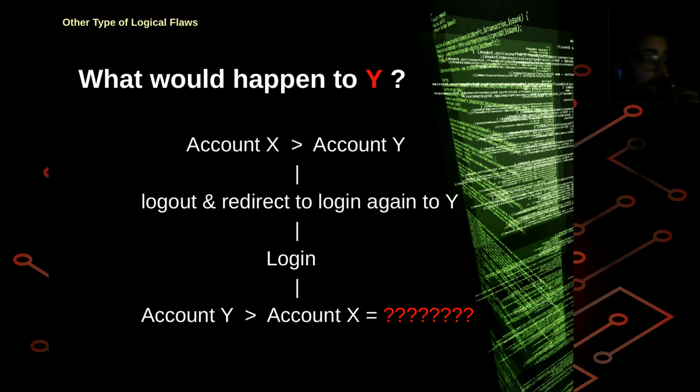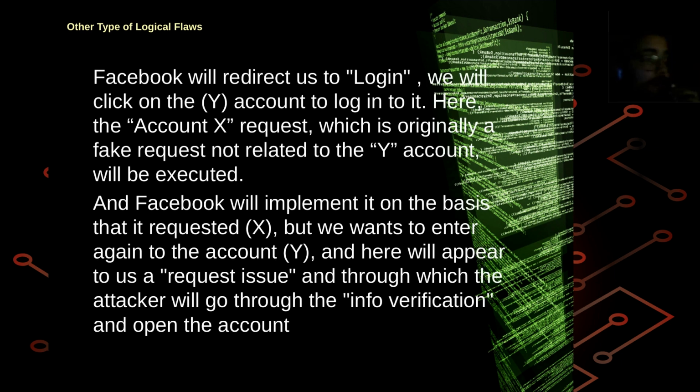So when we try to log in, as you can see, the request Y that we send to the Facebook server says we are on account Y, but at the same moment Facebook will execute the account X. So what will happen? Facebook will direct us to log in, so we will click on account Y to log into it.